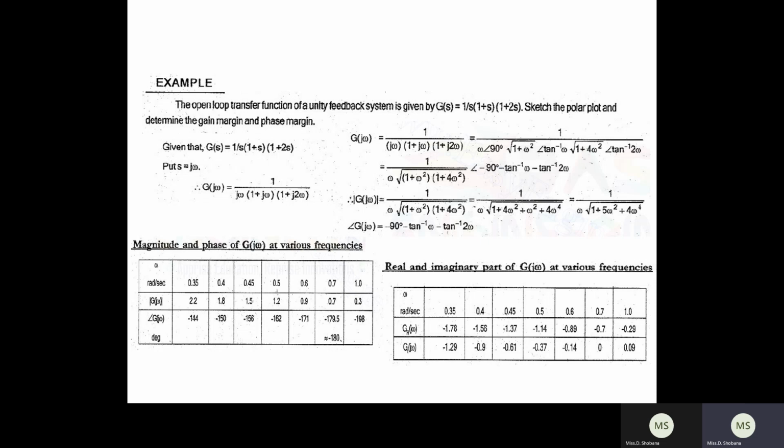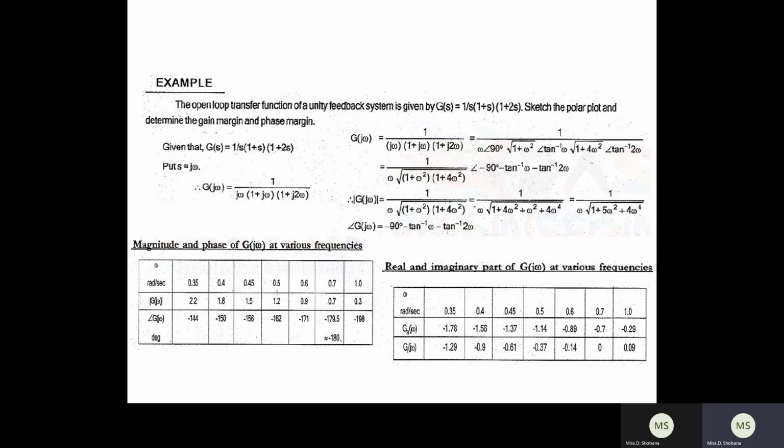Here j omega is only 1, therefore the phase angle is 90. If you take the magnitude, j goes out and only omega remains. For 1 plus j omega, the magnitude is root of 1 plus omega square, and the phase angle is tan inverse of omega. Similarly for 1 plus 2 j omega, the magnitude is root of 1 plus 4 omega square, and the phase angle is tan inverse of 2 omega. Phase angles of multiplied terms will be added together, therefore plus 90 plus tan inverse of omega plus tan inverse of 2 omega. If you want to write all the phase angles in the numerator, then all the phase angles become minus: minus 90 minus tan inverse of omega minus tan inverse of 2 omega.